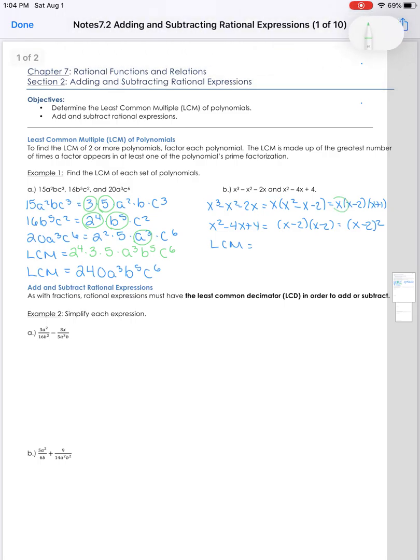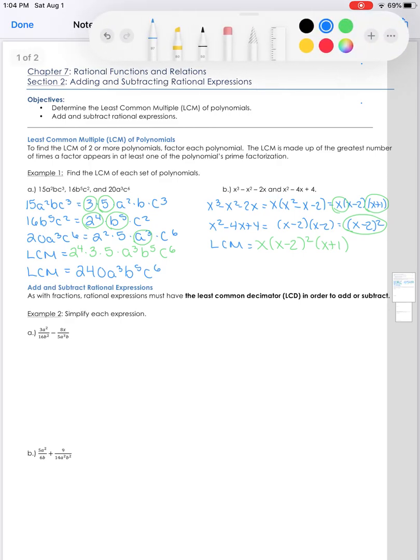So now for my LCM, I have 1 x and no x's, so I need an x. I have 1 x minus 2. I have 2 x minus 2's. I need 2. That's why I combine them. And I have 1 x plus 1. I have none. I need that x plus 1. And then you don't need to do anything else in terms of rewriting. That is what the LCM is, in any order, but the x should come first.